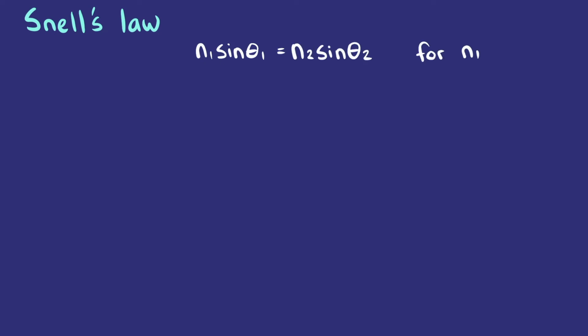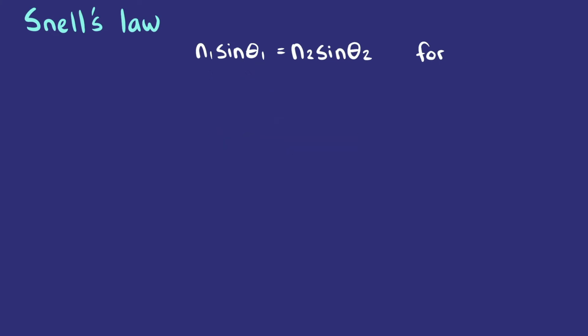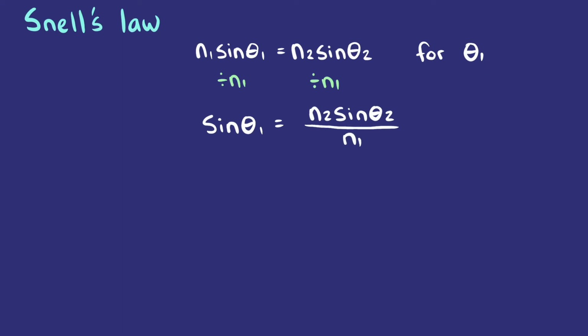Let's now look at Snell's law, which we'll solve firstly for n1. Our first and only step is to divide both sides by sine theta 1 in order to move it to the other side, which gives us n2 sine theta 2 divided by sine theta 1. Let's now solve this for theta 1. To do so, we're going to do two steps. Firstly, we need to get rid of the n1 from this side, so we're going to divide that out. And then we need to get rid of the sine, for which we need to use inverse sine.